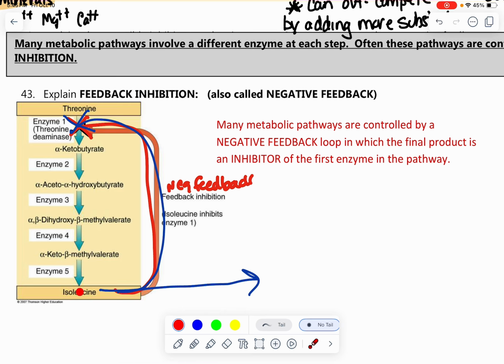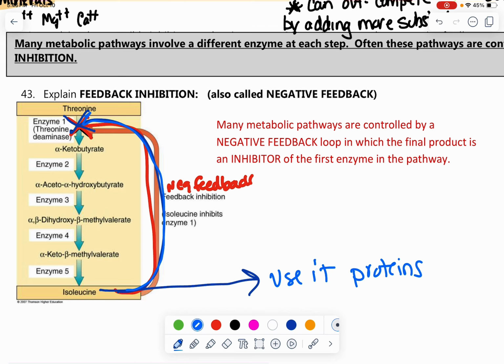But the way this would be controlled is often the very last thing at the end of a metabolic pathway. Isoleucine does something. We're going to use it as an amino acid to build proteins, etc. But some of it will also be an inhibitor to the very first enzyme in the pathway. And that makes sense, right? If I already have a ton of isoleucine in my cell, I don't want to waste energy, time, resources running this metabolic pathway.